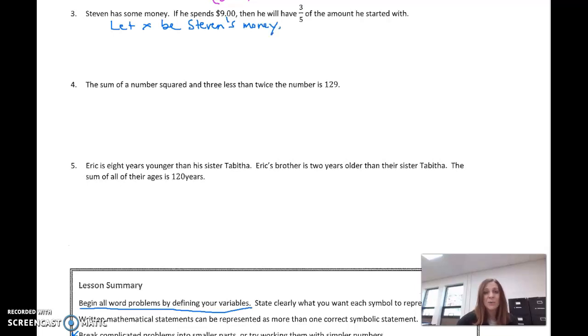If he spends 9, then he will have 3/5 of the amount he started with, of X, of his money. So I'm going to come to the end here, and I'm going to have 3/5 of X. I can write 3/5 of X. I know "of" means to multiply, so it's 3/5 X. Now it says, if he spends 9, then he will have. That's where my equal sign comes in. He will have it. That's what it has or is or anything like that.